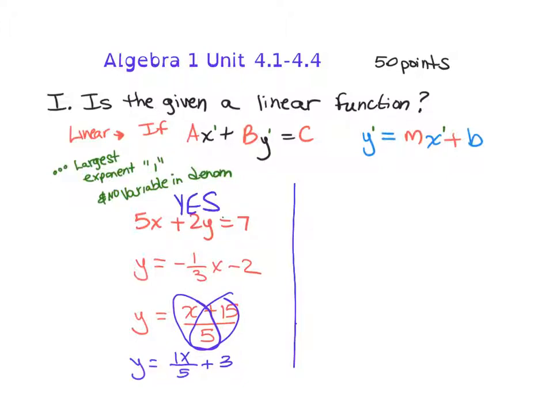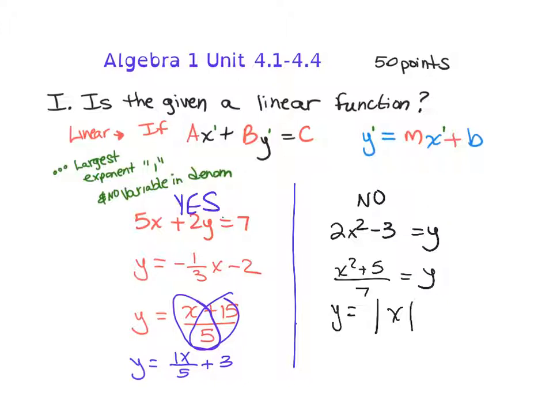Examples of non-linears would be something like a quadratic: 2x squared minus 3 equals y. Power of 2 makes a U. It's not a line. Highest exponent is 2. Or x squared plus 5, divided by 7, is equal to y. That's a quadratic. Y equals the absolute value of x minus 3. That's an absolute value. Those are not linear.